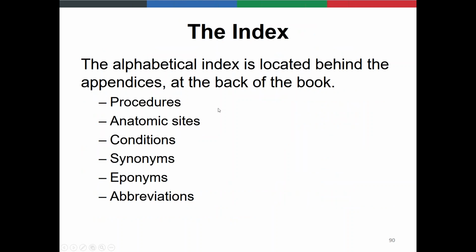Now, at the very end of the book is the index, and this is the alphabetical index. The index is, again, in alphabetical order, and it is classified by procedures, anatomic sites, conditions, synonyms, eponyms, and abbreviations. And it's all lumped together, so it's not going to be an index of procedures and an index of anatomic sites and an index of conditions. They're all together in one index.